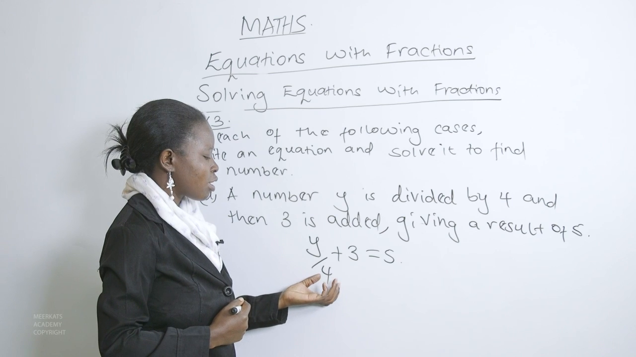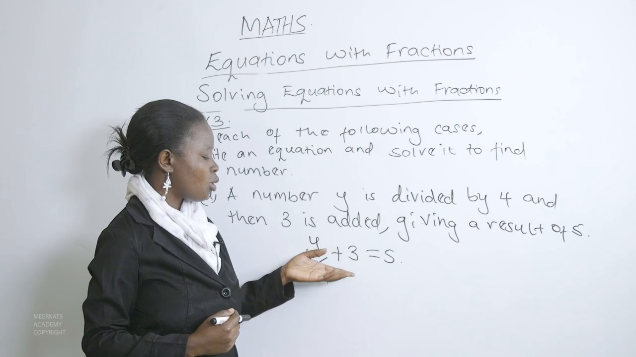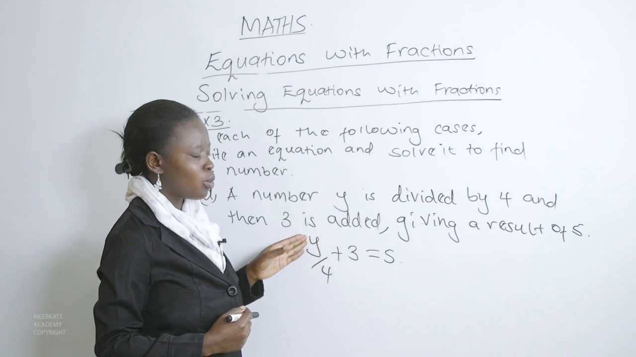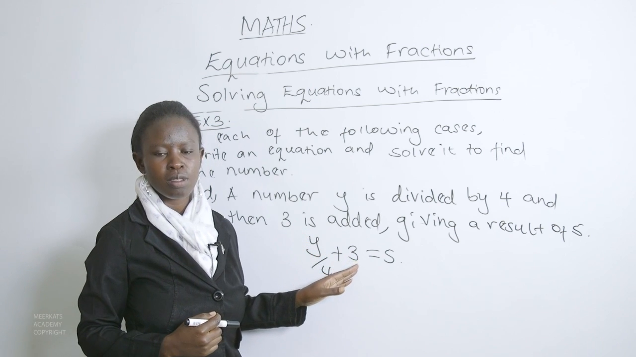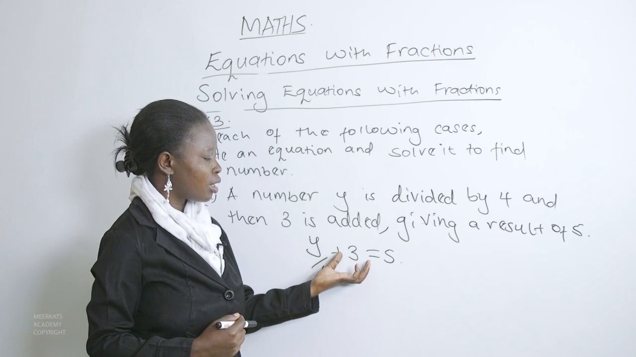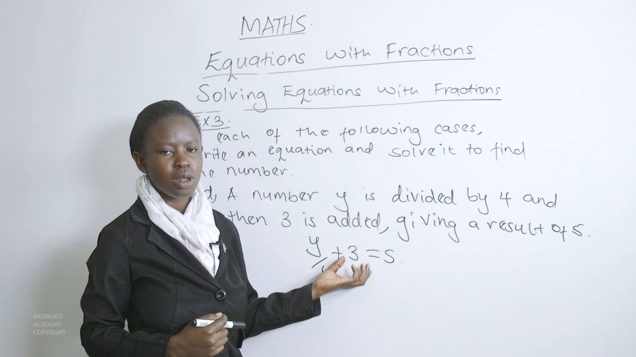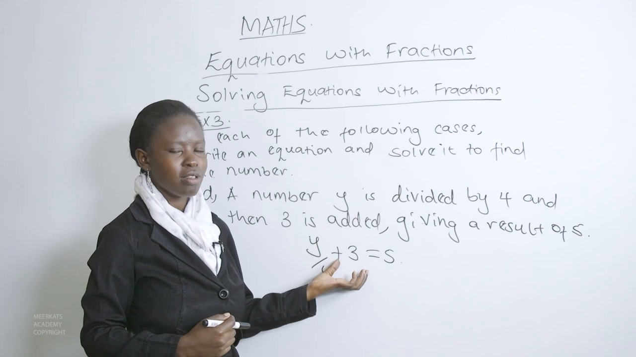What do we notice? In this case, our 4 is not covering everything on the left-hand side. So 4 is only dividing y. It is not dividing 3 in this given situation. So the first step will be getting to remove the 3 on the left-hand side, so that this is plus 3.